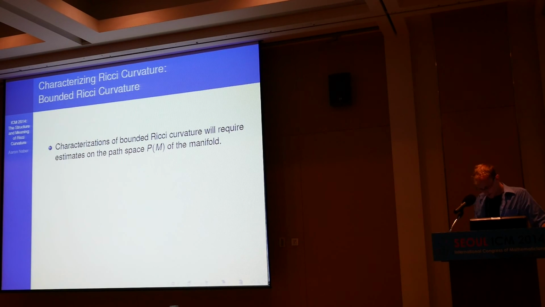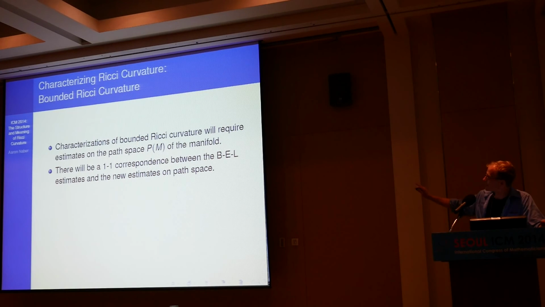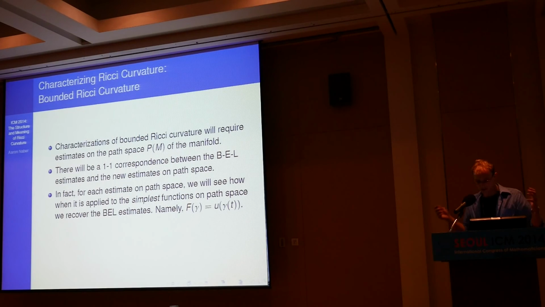So although this feels a little strange, it turns out to be very natural. In particular, there's going to end up being, as I'll write down later, a one-to-one correspondence between these Bakry-Émery estimates and estimates on path space. And it'll turn out that when we look at these estimates on path space and basically apply them to the simplest functions on path space.